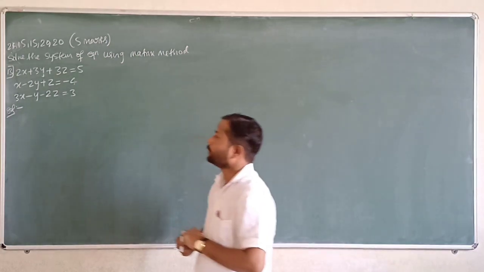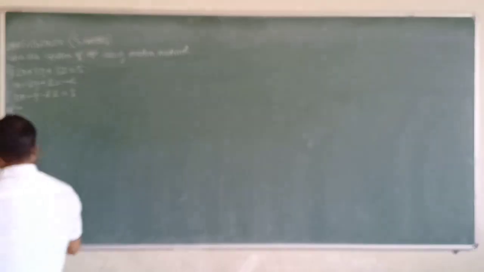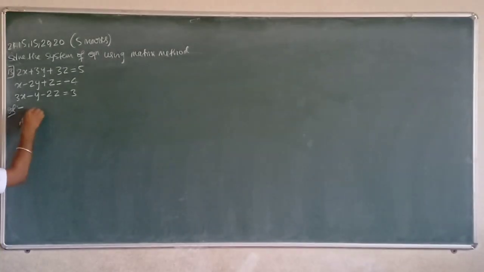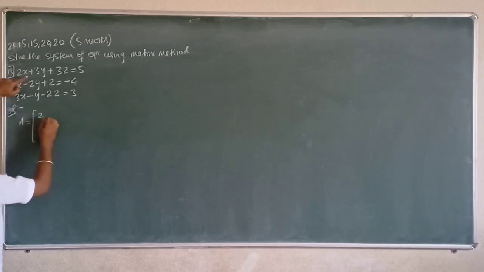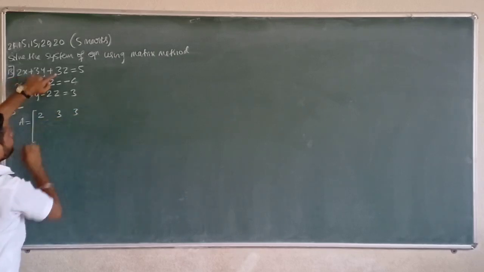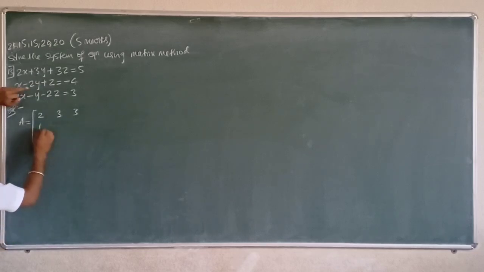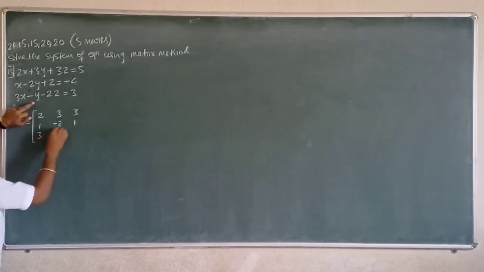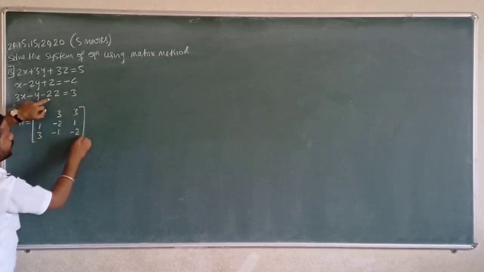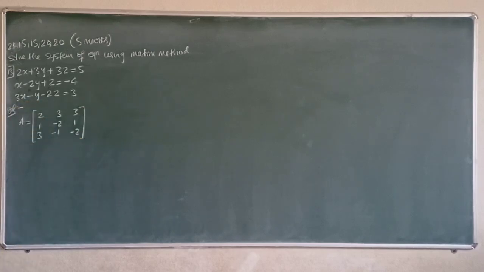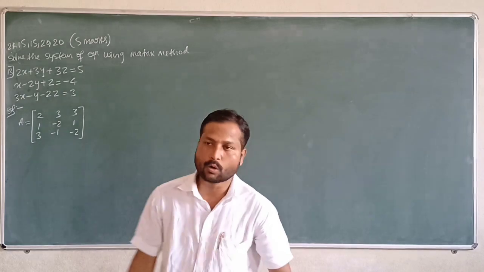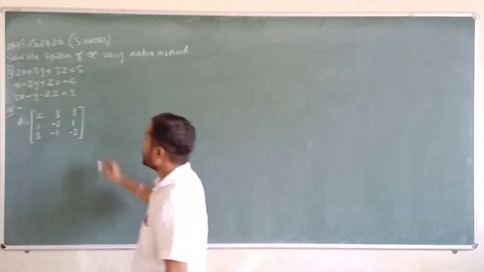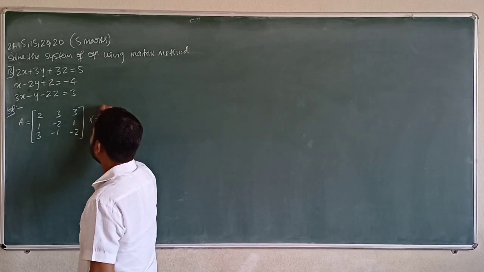Take up the 13th one, the matrix A. Matrix A is equal to, we know that the A matrix means the coefficients of X, Y, Z. X coefficient 2, Y coefficient 3, Z coefficient 3. Then X coefficient 1, Y coefficient minus 2, Z coefficient 1. This one is 3 and this minus 1, it is minus 2. Now this matrix is over, the coefficients of X, Y, Z. Then go for the X matrix. X is nothing but the variables.